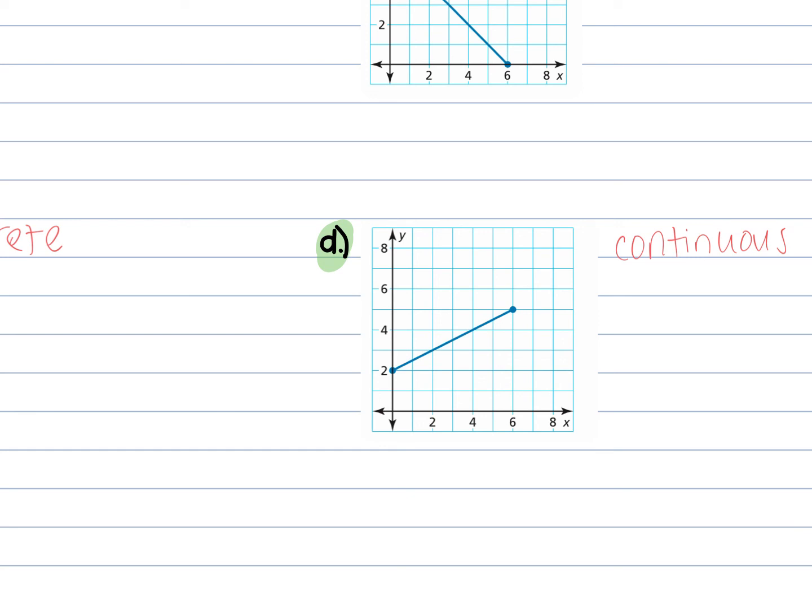Continuous. Yeah. Who came up with these names? Me. I did not come up with these names. I don't know. Google it.